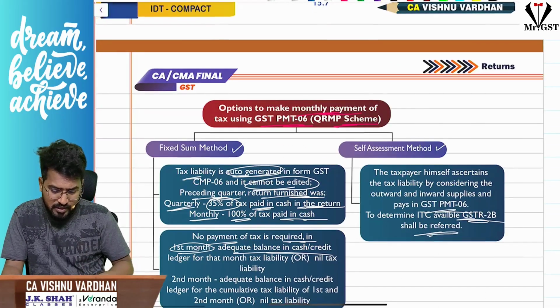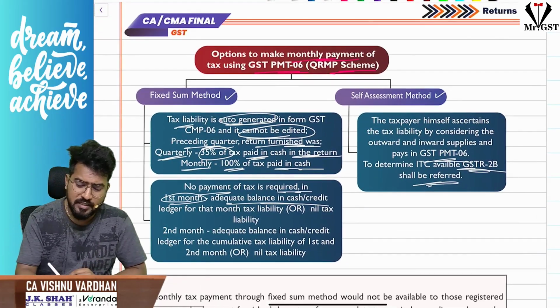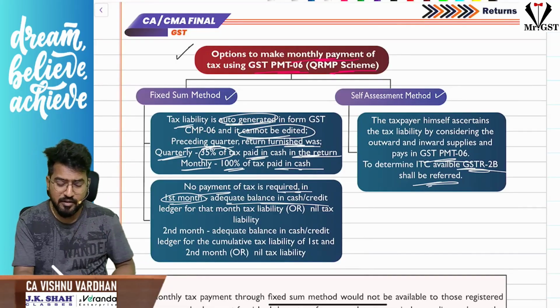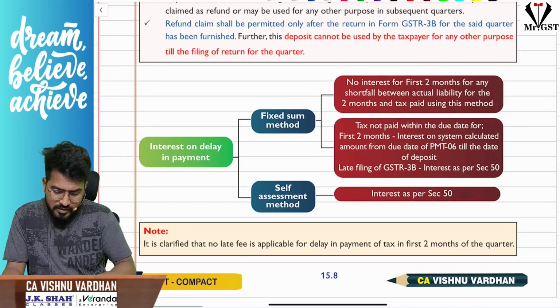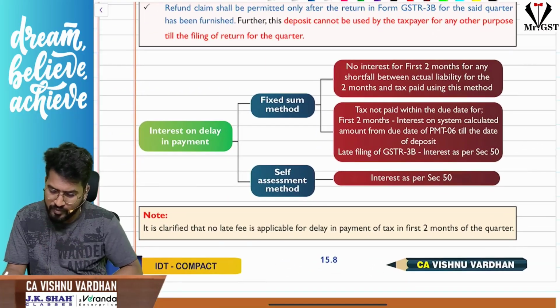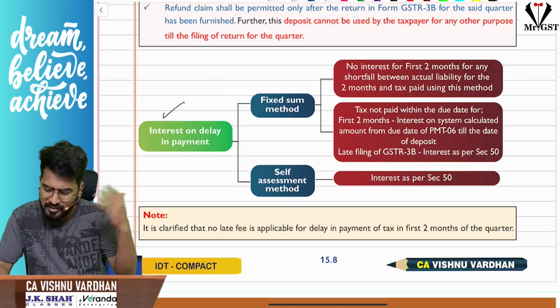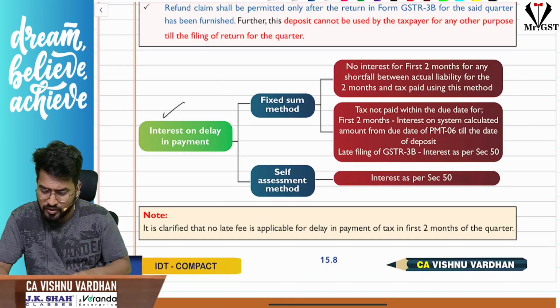So that is GSTR3B. And the options to pay tax under the QRMP scheme are the fixed sum method or the self-assessment method, as I already discussed. And next, interest on delay in payment of tax, that we have already discussed in that chapter. Here that is not greatly relevant, don't worry.